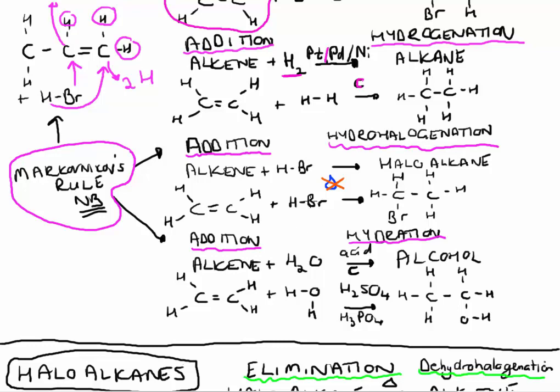The hydrogen is going to attach itself to the carbon that has the most hydrogens on it already. And then the bromine will attach to the other carbon. That's Markovnikov's rule, and that applies to hydrohalogenation as well as the next addition reaction, which is hydration. So if you have an alkene and you add H2O, in the presence of an acid that's going to act as a catalyst, H2SO4 or H3PO4, sulfuric acid or phosphoric acid, we see the addition of the hydroxyl group as well as a hydrogen to the alkene, and this leads to the formation of an alcohol.